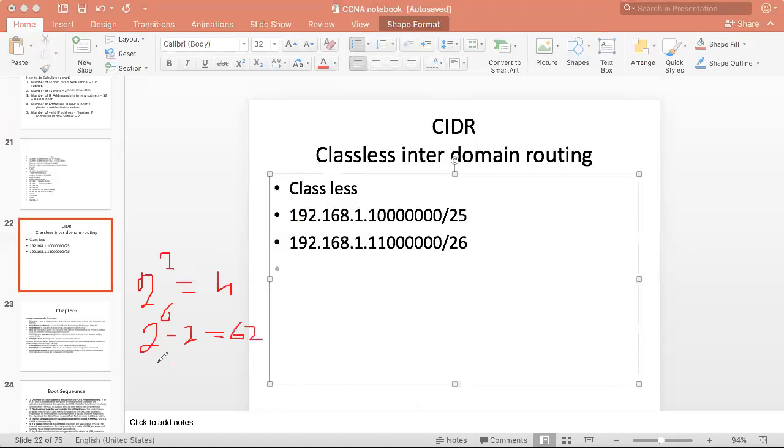Block size: 256 minus the sum of on bits. Now here I have 128, the first bit, plus 64, the value of the second bit. So what will you get? 192. 256 minus 192 equals 64. So the block size is 64.